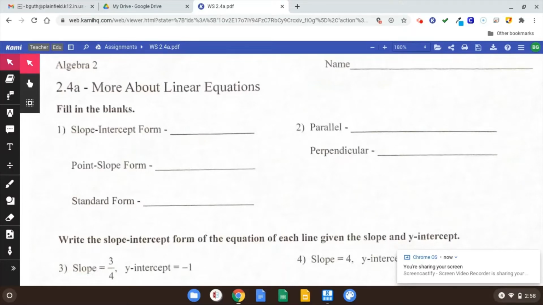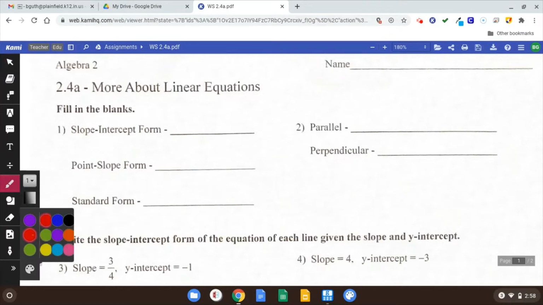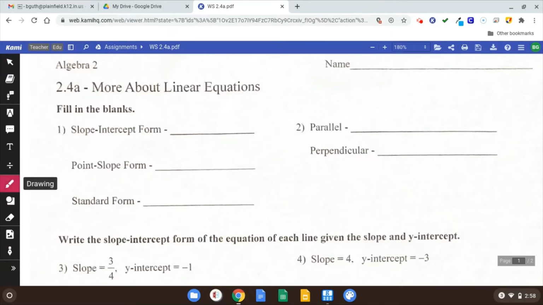2.4, more about linear equations. Problem numbers 1 and 2 are just basically some formulas. So let's make sure we have the basics. We know already slope-intercept form looks like this, y equals mx plus b. What you might not know is point-slope form. Y minus y number equals m times x minus x number.